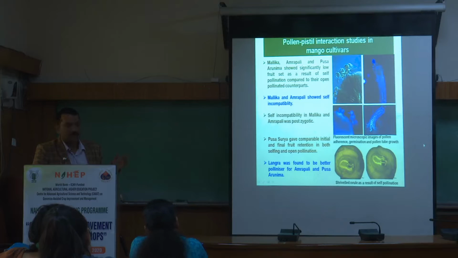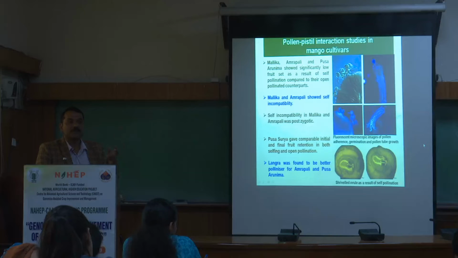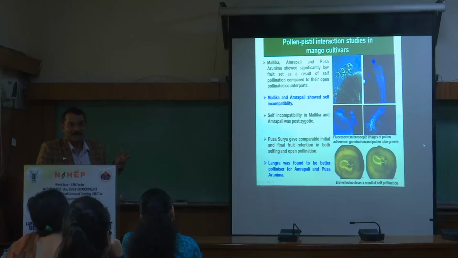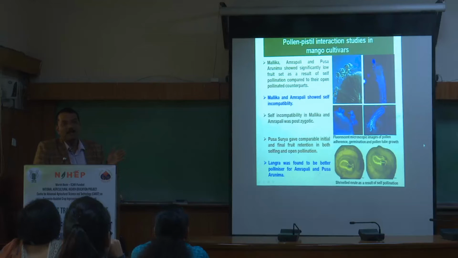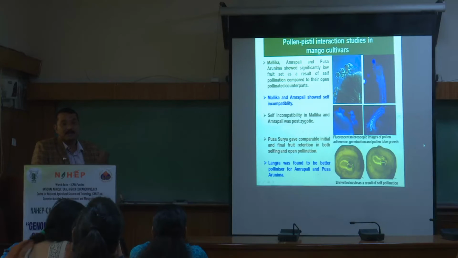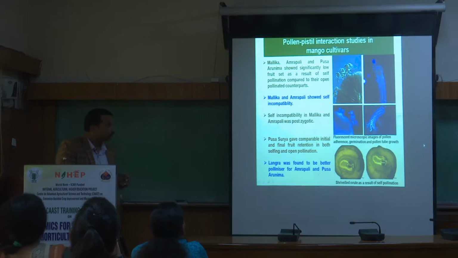This phenomenon we can utilize to reduce the tedious work, to have such female varieties where we don't need emasculation if they are self-incompatible. That tedious job we need not do in the case of self-incompatible varieties. For Amrapali, some more work is required to confirm it finally, but initial research indications are there that it is self-incompatible, and that phenomenon can be utilized in hybrid production, so we need not go for emasculation. These are some data pertaining to fruit set.